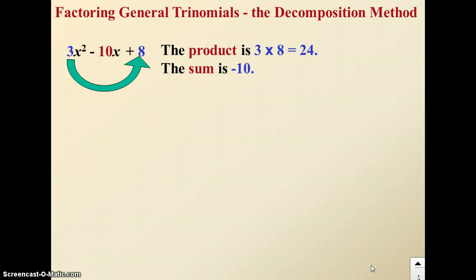We call this next method the decomposition method. We're going to factor 3x squared minus 10x plus 8. We ask ourselves what two numbers add to the middle term, negative 10, and multiply to that first times the last, 24. So the two numbers that add to negative 10 and multiply to 24 are negative 4 and negative 6.